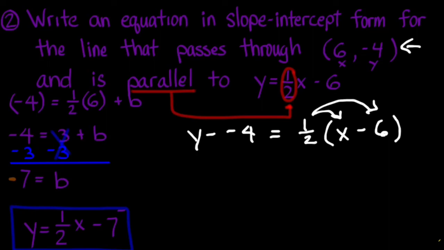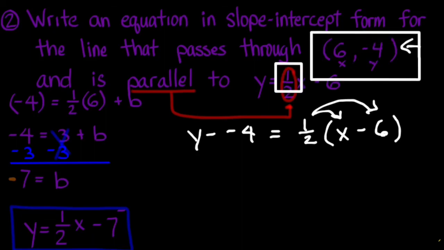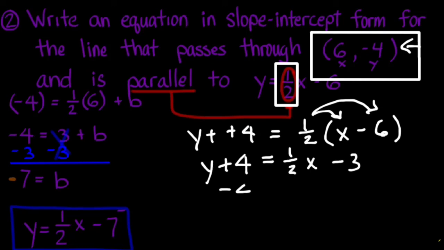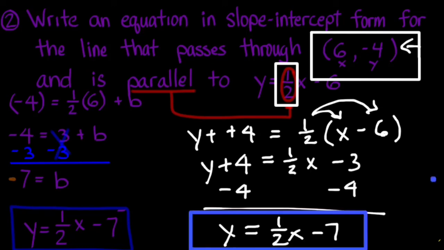Now, if I use my point slope form, because I'm given a point right here, and the slope, which is the same, I can use y minus y1, so y minus -4 equals my slope, 1/2, times x minus the x value, which is 6. And I go ahead and distribute and solve for y. And I get the exact same thing, right? Two ways to solve.